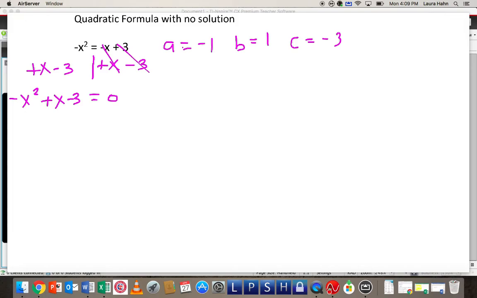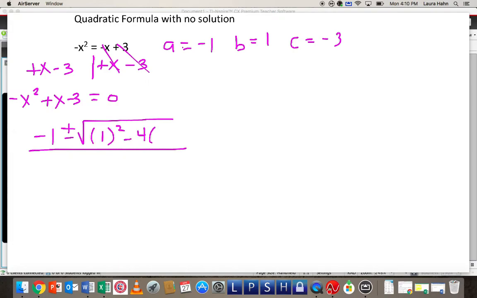All right, so now that I have those numbers, I can start with my quadratic formula, which is a big fraction. And it starts with negative b, so I think of that as the opposite of b. The opposite of a positive 1 is a negative 1. Plus or minus the square root of, all right, so b squared, so I'm going to take my 1, in parentheses, square it, minus 4 times the a value times the c value. On the denominator, it's 2 times the a value.